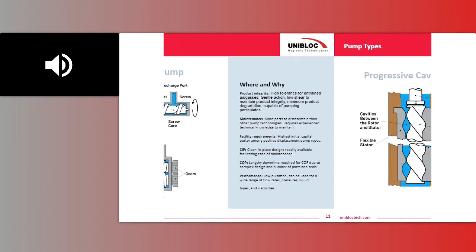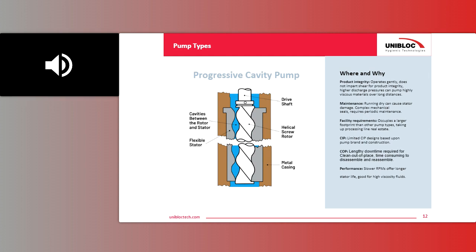And then the last of the 6 commonly used pump technologies is the progressive cavity pump. These pumps are also gentle handling. They can pump large particulates or solids, so they're good in that sense. It does have a rotor and a stator inside. The biggest downfall of progressive cavity pumps is running them dry.